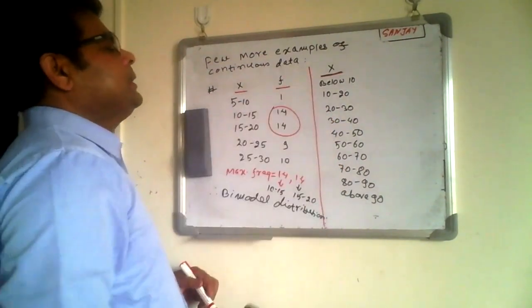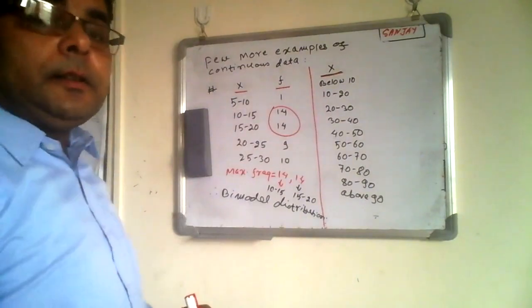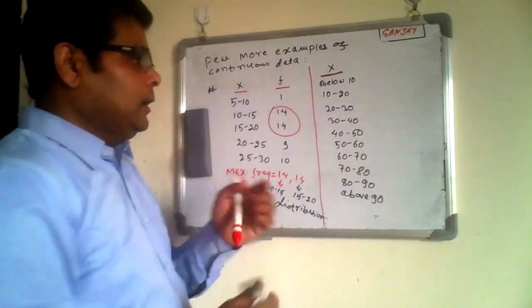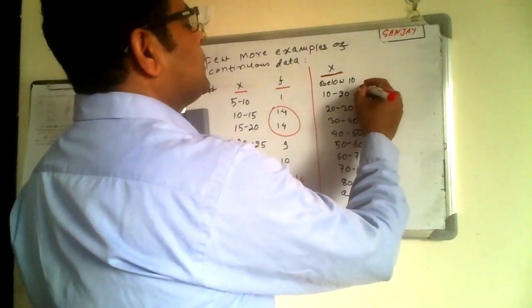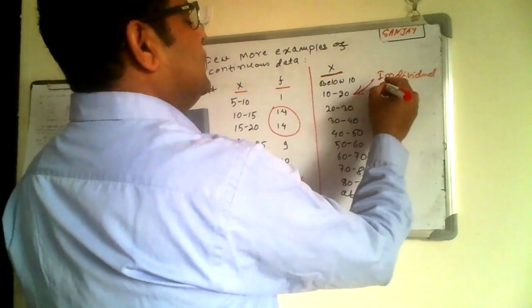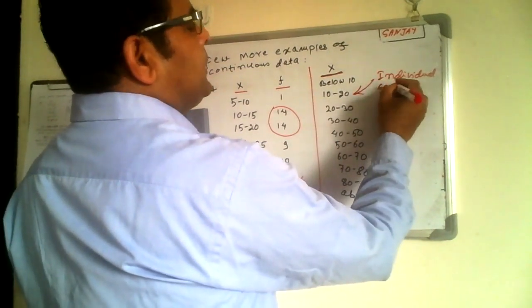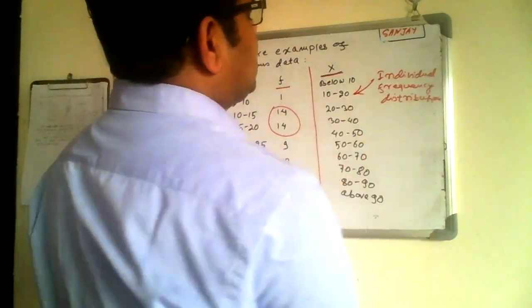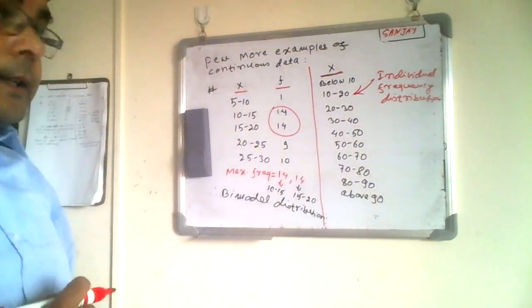And here you can see that there is no frequency mentioned. That means each class interval has frequency 1. So this sort of data is also called the individual frequency distribution, or individual set of continuous data.